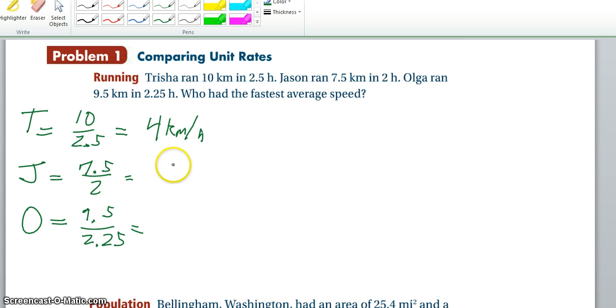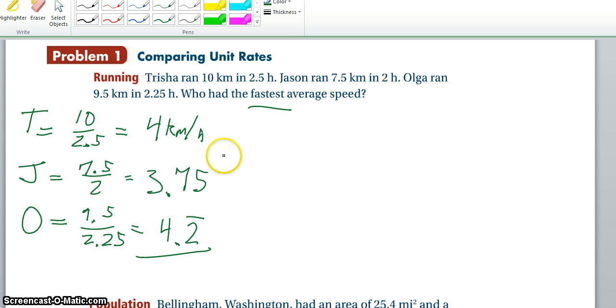When we take Jason's, his 7.5 divided by 2, we get just a tad bit slower. He was at 3.75. And Olga actually ended up running the fastest. When we do that division, we get 4.2 repeating, which means that she is our winner with the fastest speed on average.